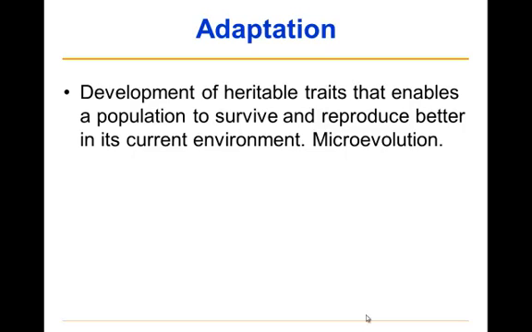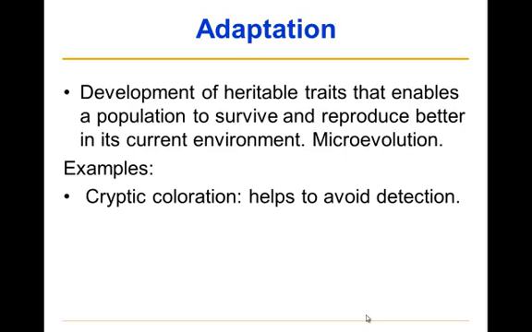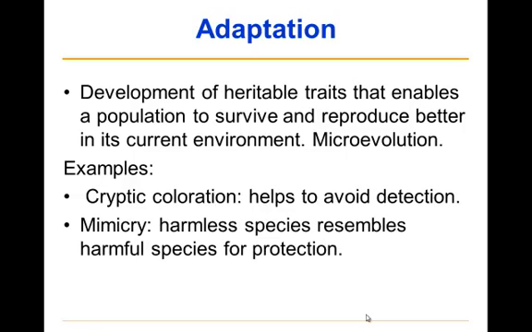And there are several examples that I want to share with you. Things like cryptic coloration, so that an organism is hidden in its environment. And I might ask you the question, what sort of organism wants to be hidden? Is it a predator or is it a prey? And the answer is both. The prey wants to hide from the predator, and the predator wants to hide from the prey. And so we see cryptic coloration in a number of different lineages.